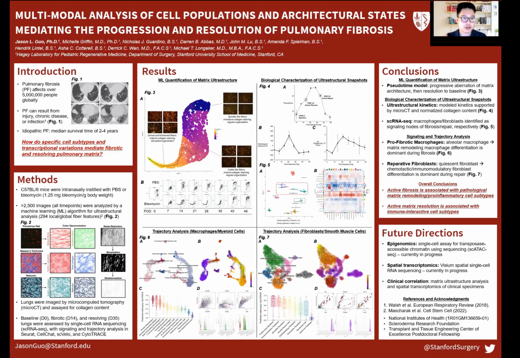In terms of some future studies that we are actively carrying out, which can be found in the bottom right, we're planning to assess the epigenomic landscape of these various cell types using single-cell ATAC-seq. We are currently also performing spatial transcriptomics using Visium to assess spatial relationships within the heterogeneous space of the lungs. And ultimately, our goal is to clinically correlate the markers and mechanisms that we may find with clinical predictors of differential patient outcomes in pulmonary fibrosis.